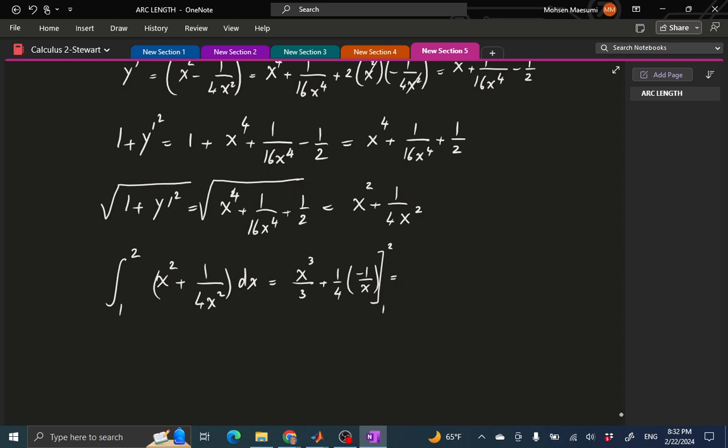So I'll have 2 cubed minus 1 cubed over 3, plus 1/4 of, at the top end I have minus 1/2, at the bottom end I have this one. So this is 7/3 plus 1/4 of minus half plus 1. So this is 7/3, and this becomes 1/8, and then, well, you just add them up.